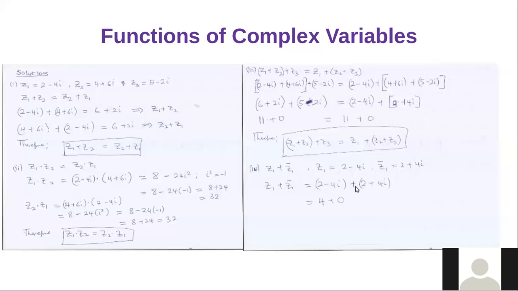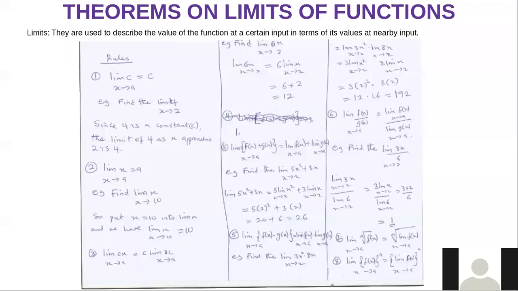So if we add the two together now, it gives us this, which is 4. That satisfies that when you have a complex number and its conjugate, the sum always produces a real number. Any question? So now, we go to the next thing, which has to do with limit.